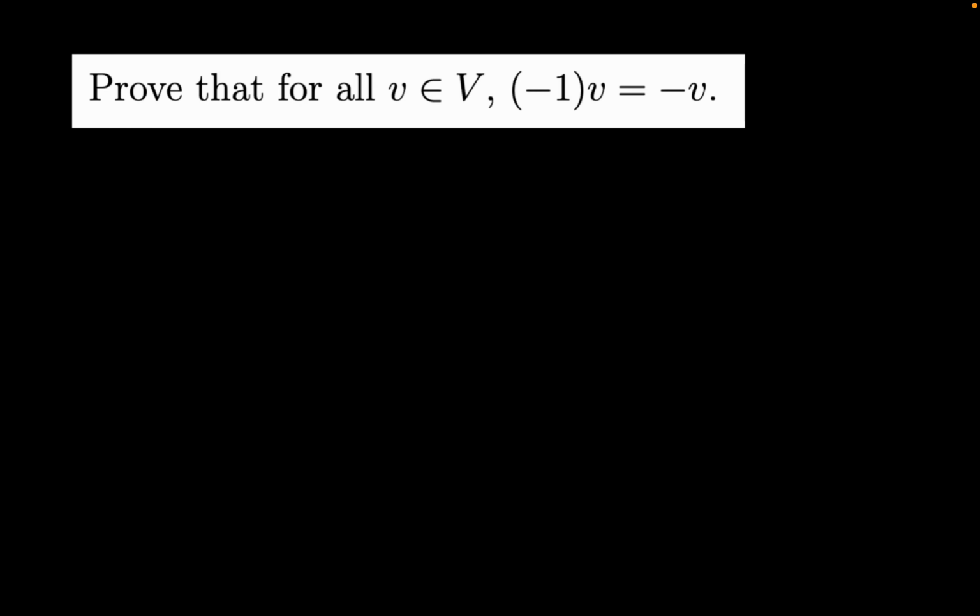In this video, we're going to prove that for all vectors v, elements v of a vector space capital V, the quantity -1 times v is equal to the additive inverse of v. So we'll ignore this for a second and talk about something we're probably used to seeing from the real numbers.